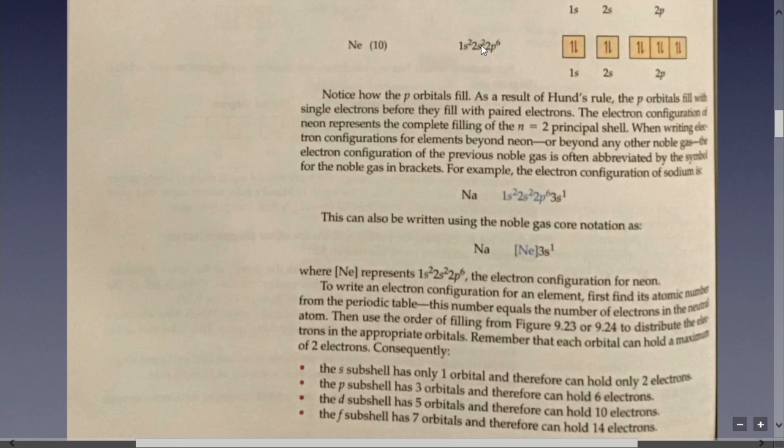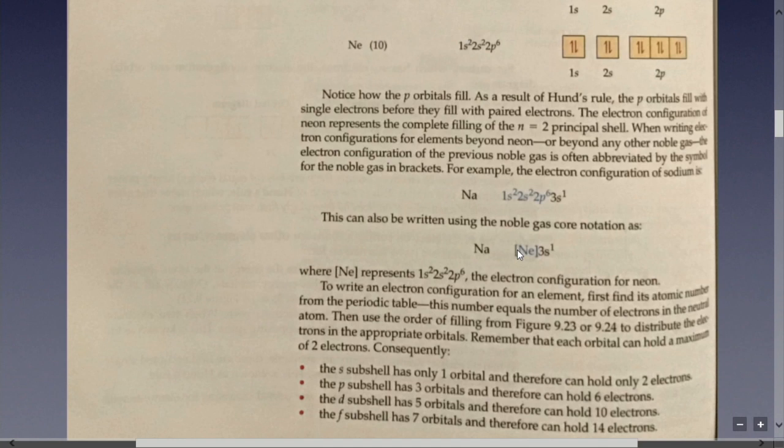Well, if instead of writing all of this for sodium, you could essentially just write neon, put it in brackets, and then keep going. What's after all this? Well, 3s1, right? The next orbital that you will be allowed to fill, or that you have to fill, is the 3s orbital. And again, it holds 2, but we only need to put 1 there, so that's why we put a 3s1. And just jot that down right there after your noble gas in brackets. And there you go. There's your abbreviated electron configuration.